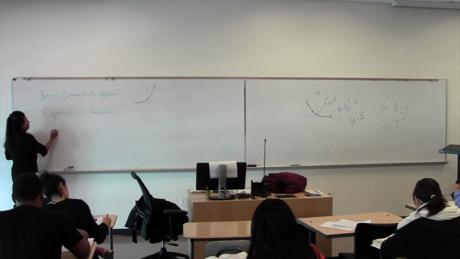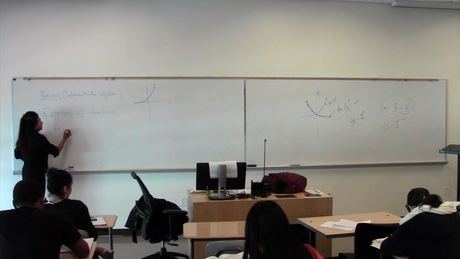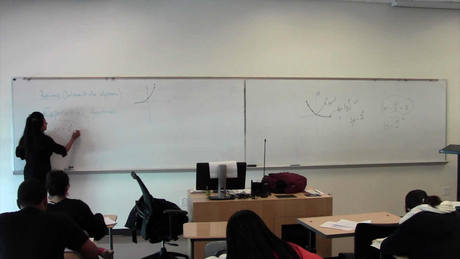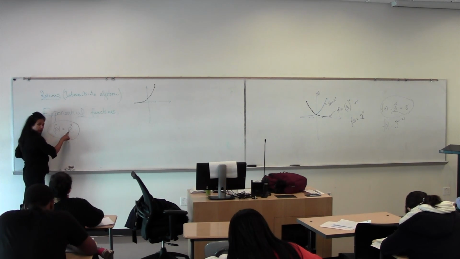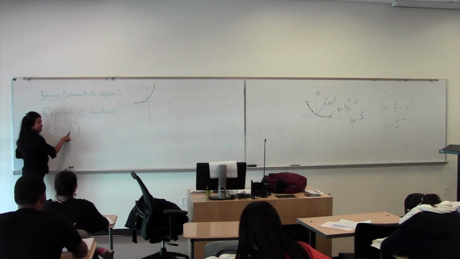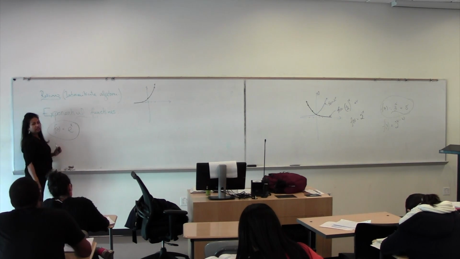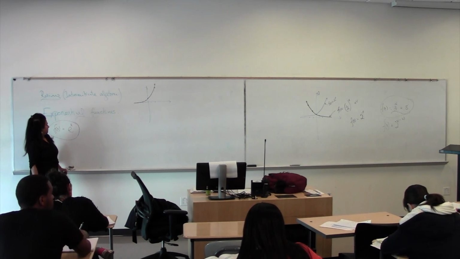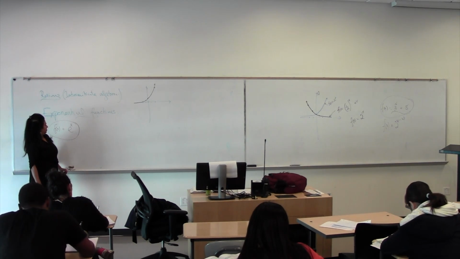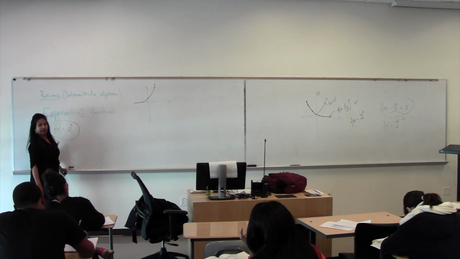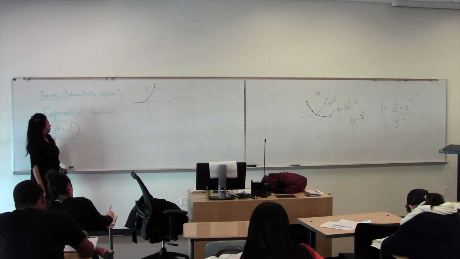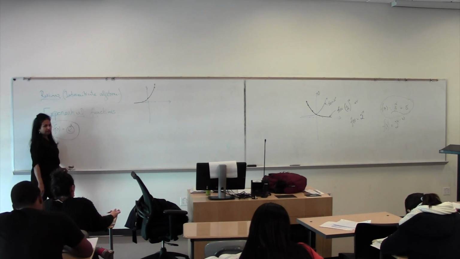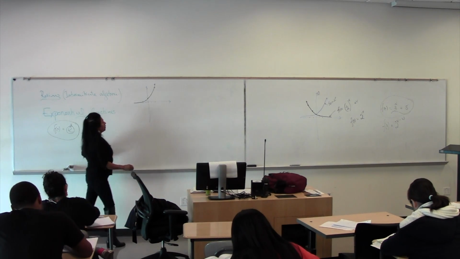You also know f of x is equal to e to the x. This is called the exponential function with base e. You know the value of e is an irrational number, right? It's like pi. So you're going to use the calculator to estimate the value of e here, okay?